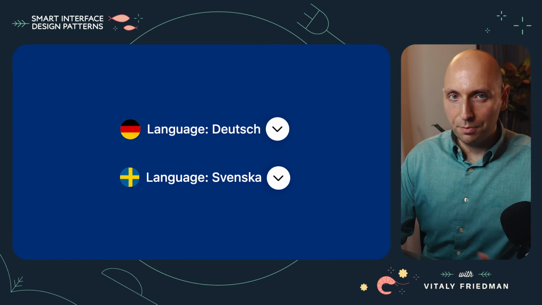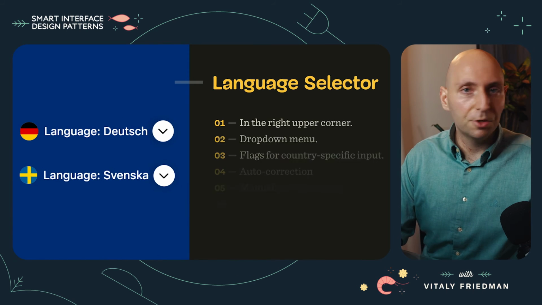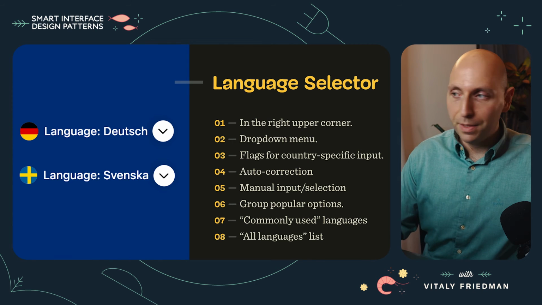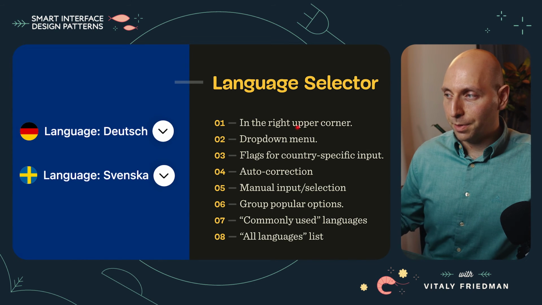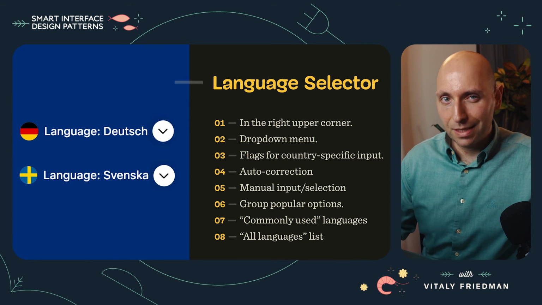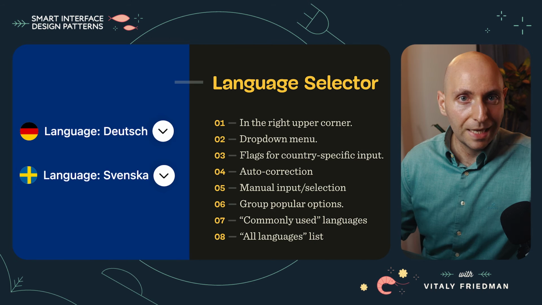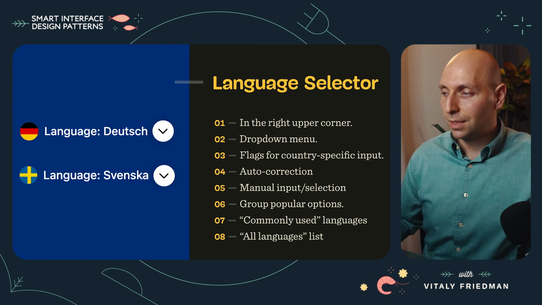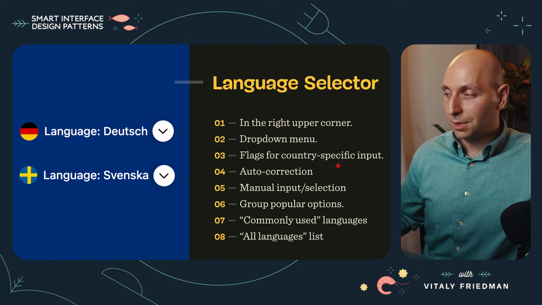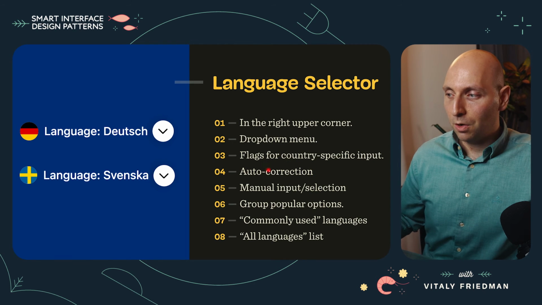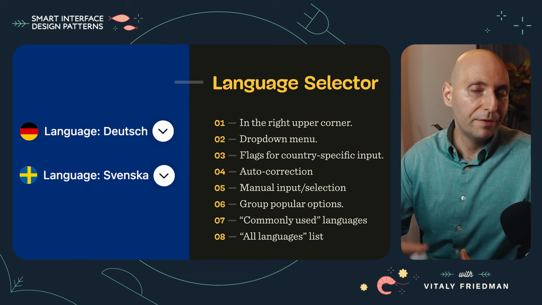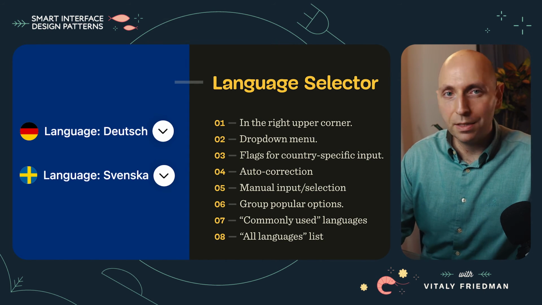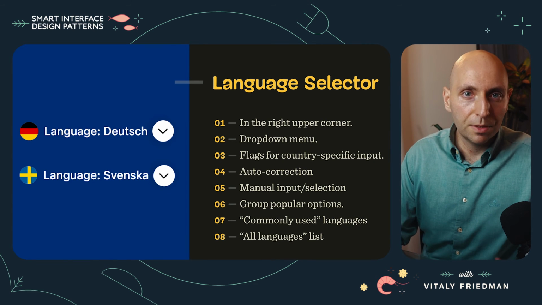Okay, I have this kind of personal profiling for a language selector with all the things that I shouldn't be forgetting when we're designing one. And that means that the language selector will appear in the right upper corner, it will appear in the footer as well, right? Maybe a drop-down menu, but not a select menu, rather a native, custom drop-down design. We could be using flags for country-specific input, but not for language-specific input. We would be using autocorrection if we're using autocomplete, right? And when it comes to manual input and selection as well, we should be having a discussion. What happens if somebody is typing in something that's not available as a separate country?